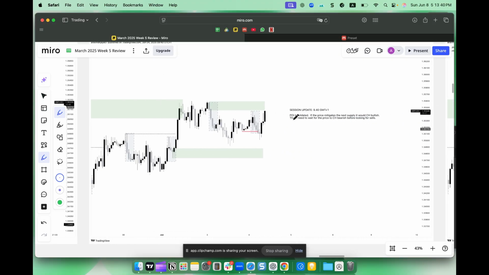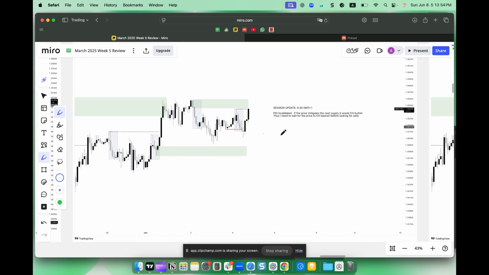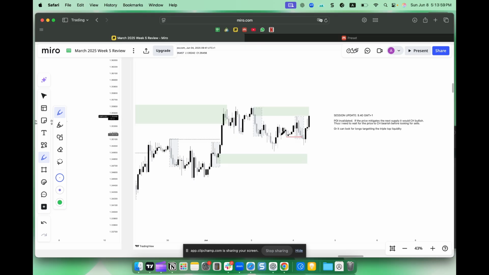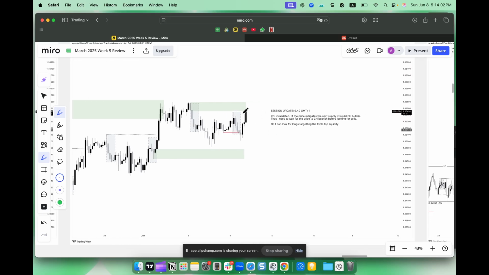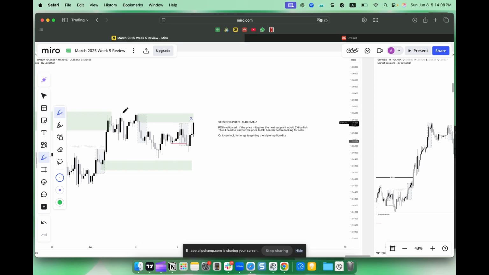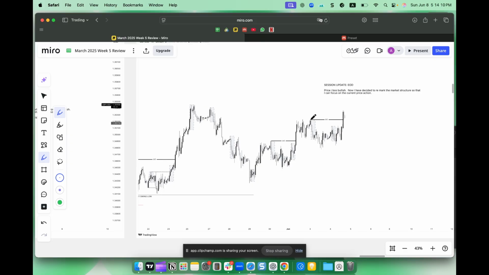So what happened, price did not give me any entry. It just invalidated the POI, and it CHoCHed bullish. Yeah, price invalidated the POI and it CHoCHed bullish, and eventually it took out the equal highs and made H1 bullish.